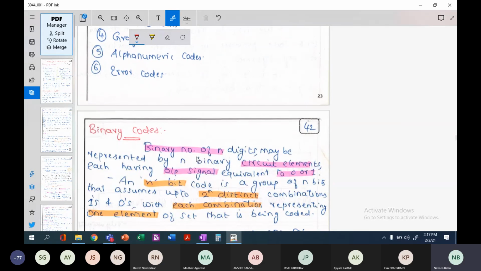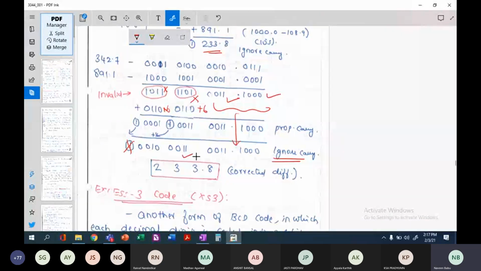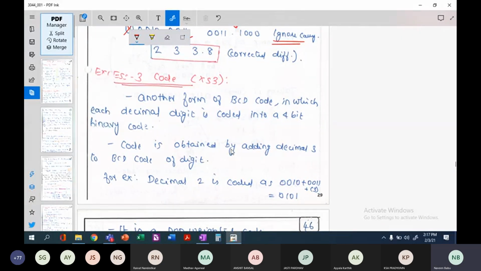So now let us move on to the XS3 code. Another form of BCD code in which each decimal digit is coded into 4-bit binary is your XS3 code. As the name implies, what is this XS3? It's actually excess-3, but it can also be written as XS3 in short form. So a code is generated here by adding decimal 3 to the BCD code of the digit.